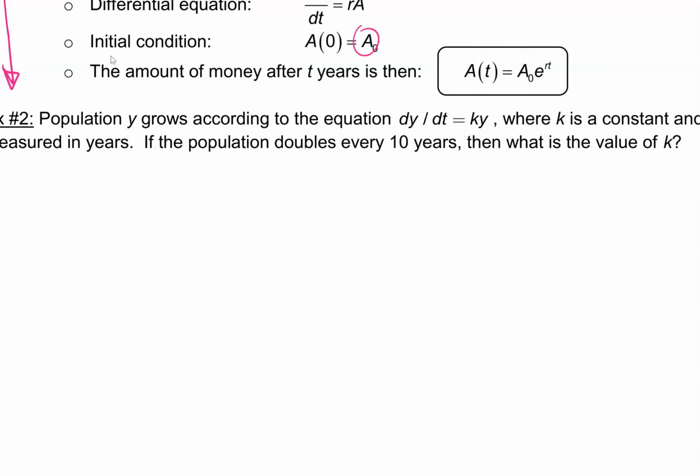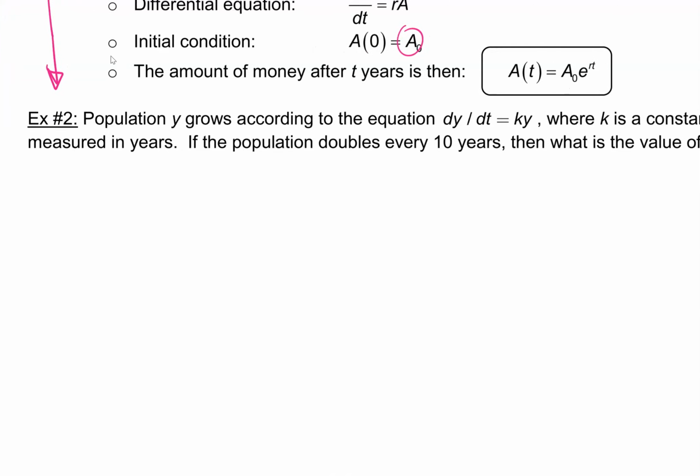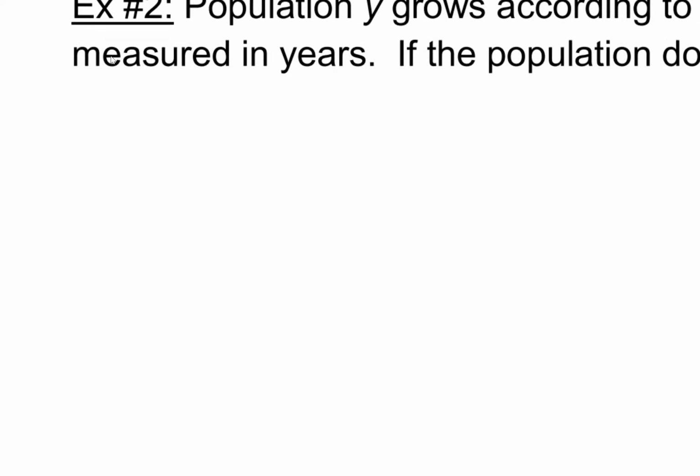Okay, a population y grows according to the equation dy/dt equals ky, where k is a constant and t is measured in years. If the population doubles every 10 years, what is the value of k? So we have a direct proportionality, dy/dt is equal to ky.